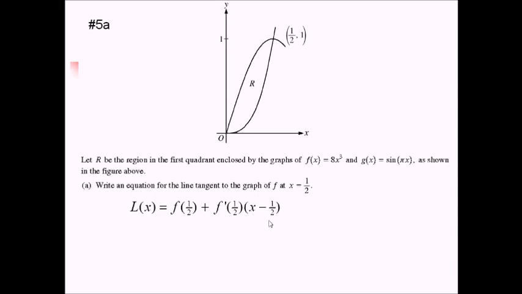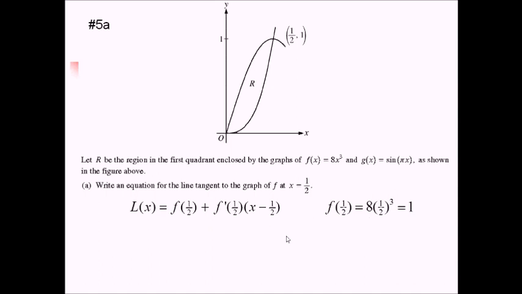Now I just have to figure out the values of f of 1/2 and f prime of 1/2, plug them in, and that gives me an instant tangent line equation. So we said f of 1/2 was 1. They gave that to us up here. But if you wanted to actually calculate it out, you could. It's just 8 times 1/2 cubed, or 8 times 1/8, which again is 1.